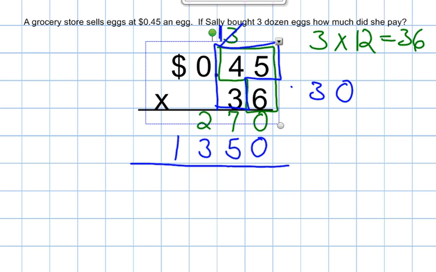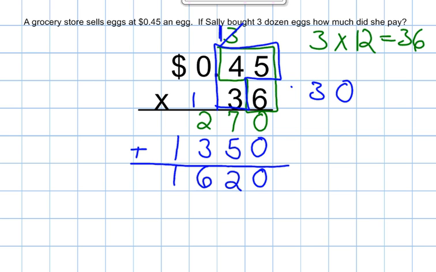Now that I have that figured out, I can add these two ideas together. So 0 plus 0. 7 plus 5 is 12. 2 goes down. 1 goes up. 1 plus 2 is 3. Plus 3 is 6. And we have this number.